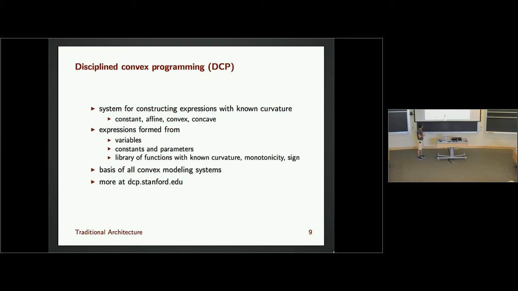And expressions are formed at the leaves by variables and constants and parameters, which are just constants where you can plug in the value later. And then the intermediate nodes come from a fixed set of functions with defined properties in terms of curvature, monotonicity, and sign, which are used to determine the curvature of the composition. And as I said, this is the basis for many of these convex modeling systems. I made this website a long time ago. If you want to see more detail about this, I'd recommend it.